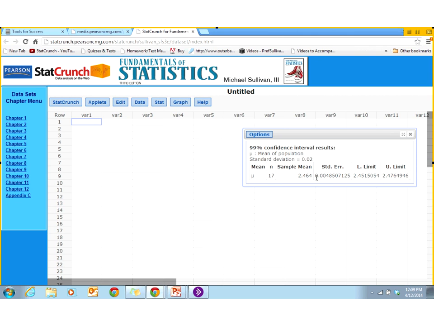And it even gives you the standard error. So if you took this standard error and subtracted it from the sample mean, you get this lower limit number. And if you take the standard error and add it, you get the upper limit.